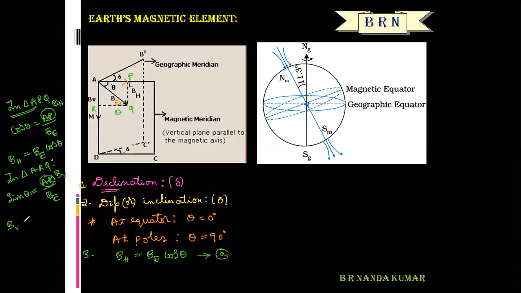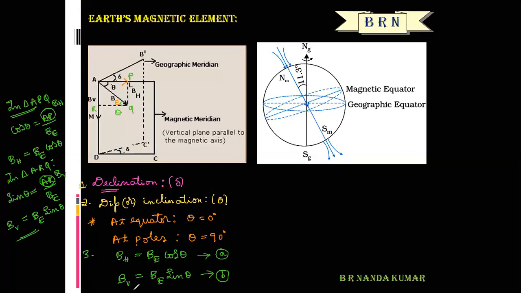The component of Earth's magnetic field along the vertical direction is called the vertical component of Earth's magnetic field. So BV is equal to BE sine theta. This is the vertical component of Earth's magnetic field.